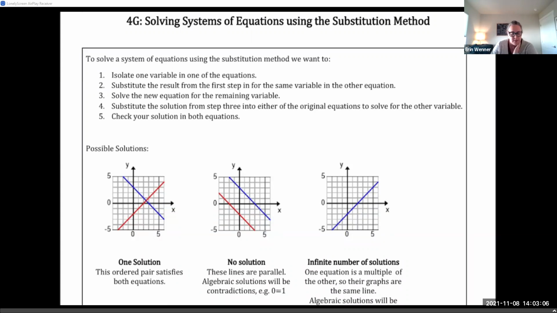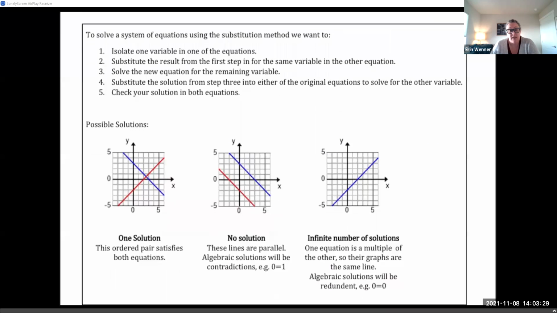And so in order to solve a system of equations using substitution, you first want to isolate one variable in one of the equations. Substitute the result from the first step in for the same variable in the other equation. Solve the new equation for the remaining variable. Substitute the solution from step 3 into either the original and check your solution.